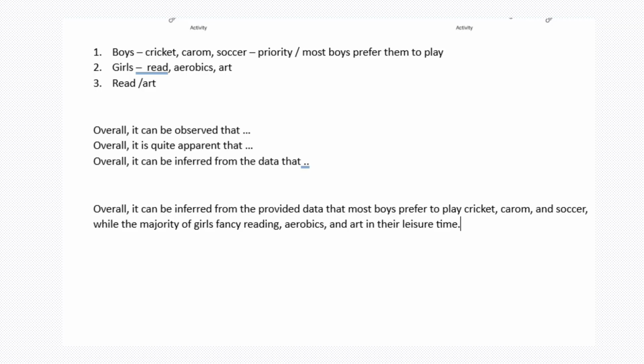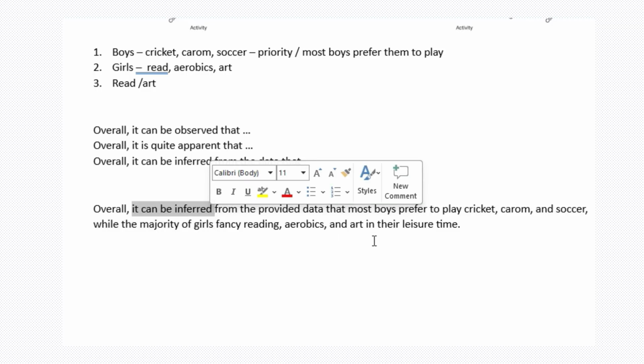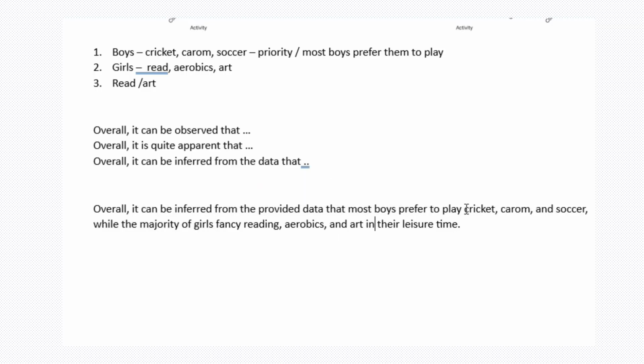So it's one big complex sentence, and you can see there it starts with "it can be inferred." The important thing is, since I was listing 3 items, this is one grammatical aspect that you should remember. The 3 listing, right? Cricket and carom, and then soccer. When you list more than 3 items, then you should be using a comma after every item. You can see a comma after cricket, a comma after carom, and then a comma before "and" also when you list more than 3 items.